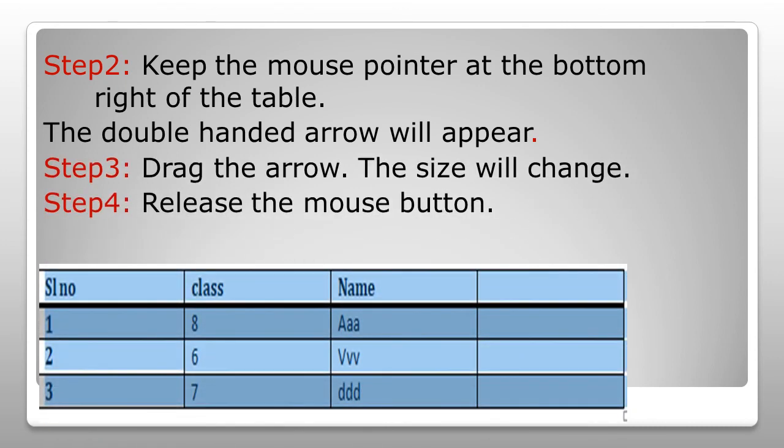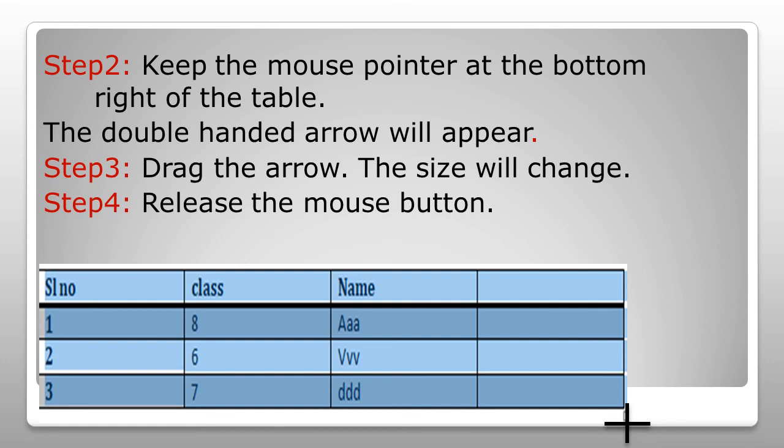Step 3. Drag the arrow, and the size will change. While dragging, the arrow mark changes to a plus sign like this. Then you can drag to the right side or to the left side to change the size. You can increase or decrease based on your wish.